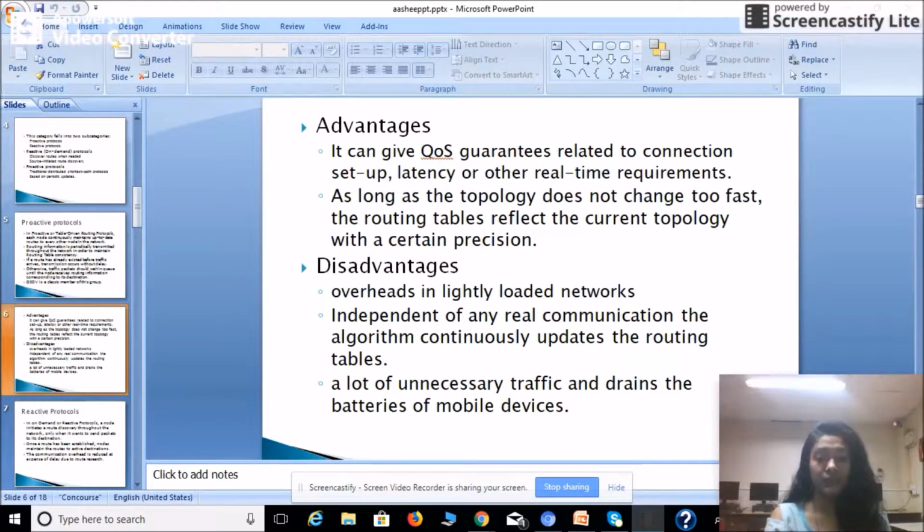Third is a lot of unnecessary traffic, which drains the batteries of mobile devices. As we know, in proactive protocols the routers need an up-to-date routing table. That's why it becomes traffic on the network, which acts as a very big disadvantage of proactive protocols.